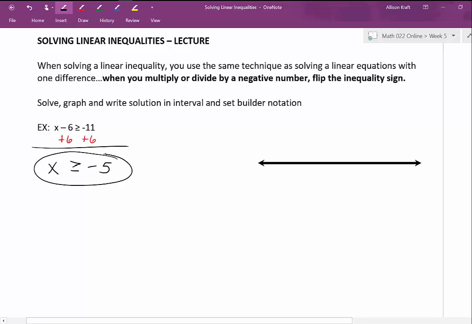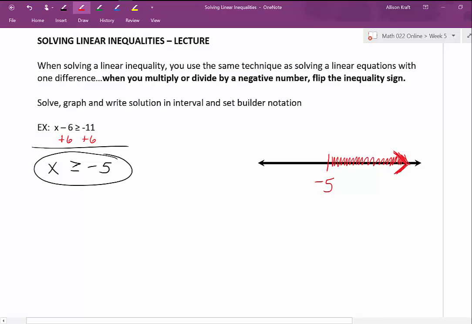Now we want to graph it on the number line. I start by finding -5 on the number line. We want x to be greater than -5. Greater numbers are to the right, so we shade to the right. We make sure to put an arrow at the end to indicate that our shading continues on forever.